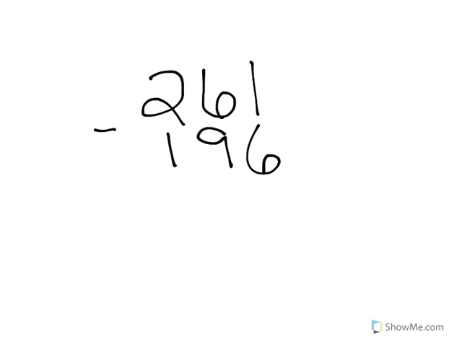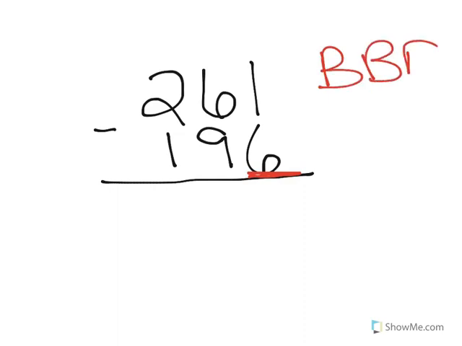But wait a minute, Miss Glink. What happens if you have to borrow 2 times? Well, I'll show you. So, of course, we want to take one place value at a time. So I'm going to look at the 6. Do we have a triple B? Is there a big bottoms borrow? Well, yeah, because 6 is greater than 1.